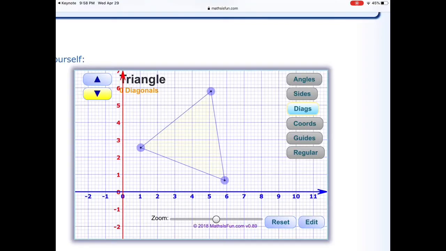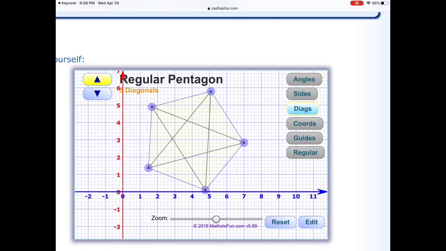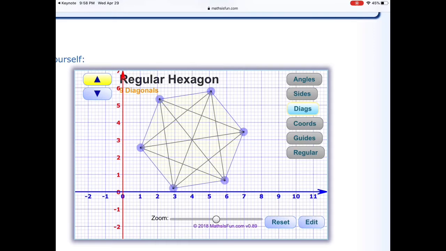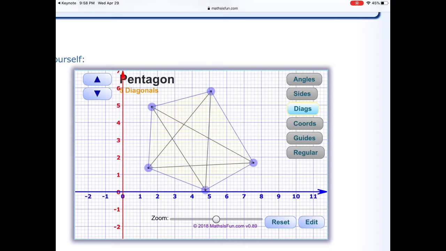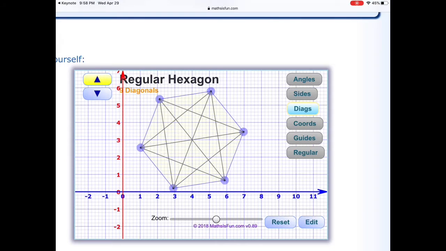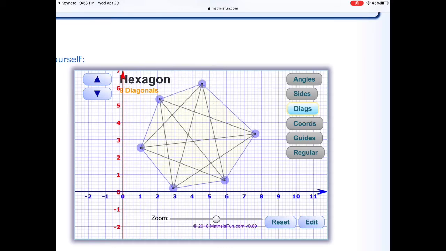So notice that triangles don't have diagonals. And if we start to go to the polygons with more sides, then the diagonals form some fun patterns here. With our regular pentagon, or any pentagon, we can see that each vertex has 2 possible diagonals. With the regular hexagon, each vertex has 3 possible diagonals, and so on.